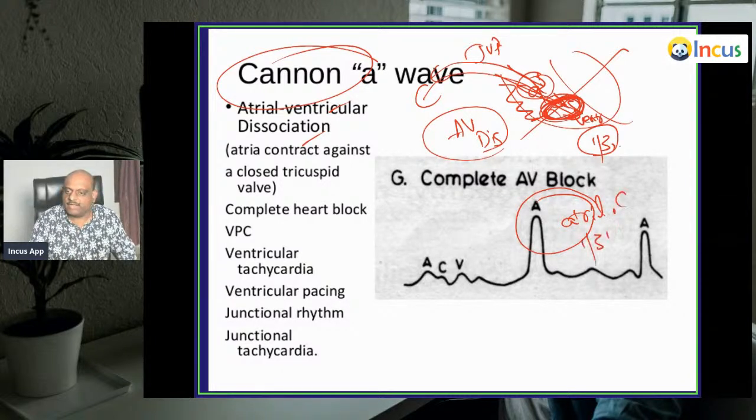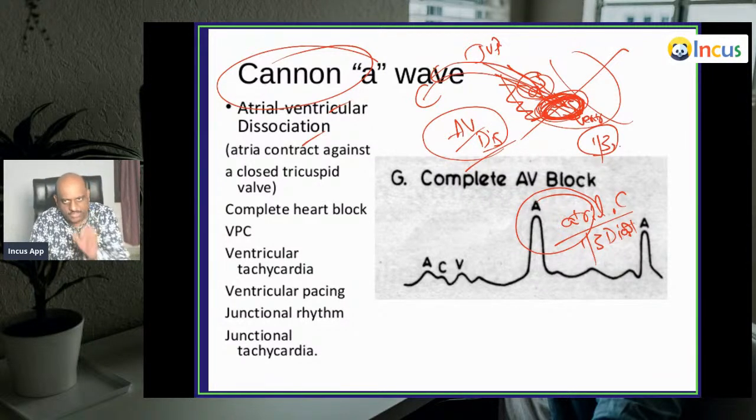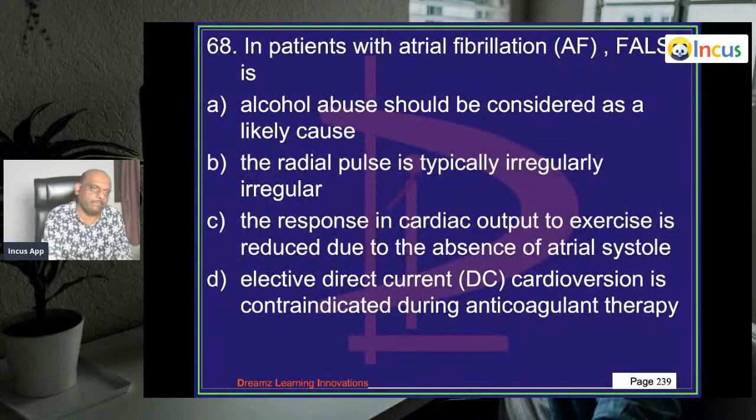During the last 1/3 of the ventricular diastole, the atrium is contracting against a closed AV valve because of the AV dissociation. It is hitting a closed wall, and that leads to the pressure being transmitted back into the jugular vein, causing the cannon A wave, is what you need to remember.